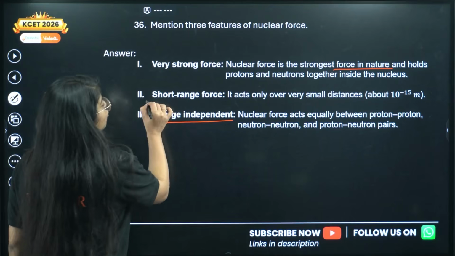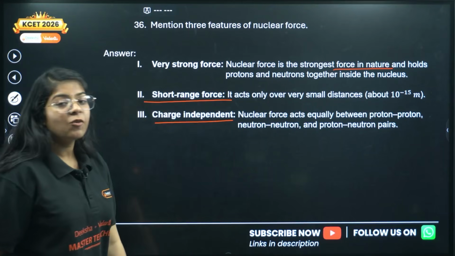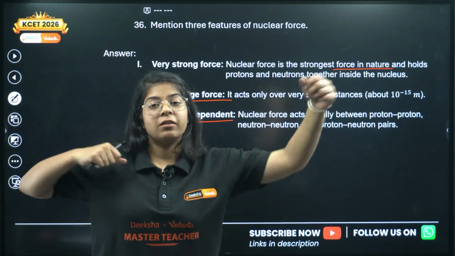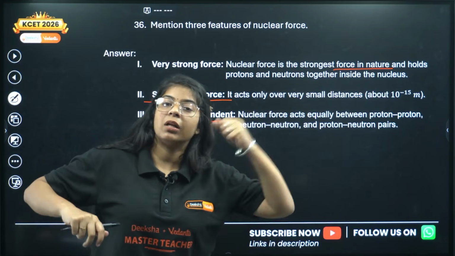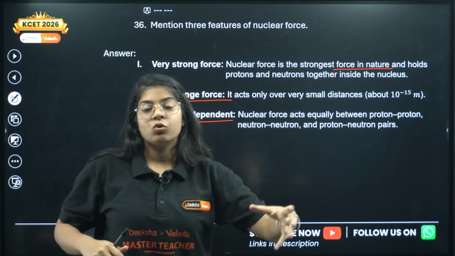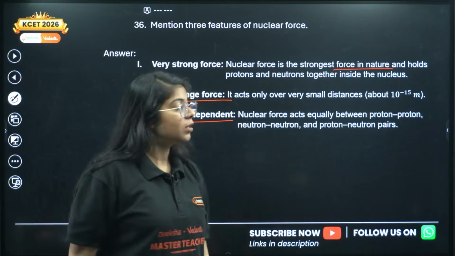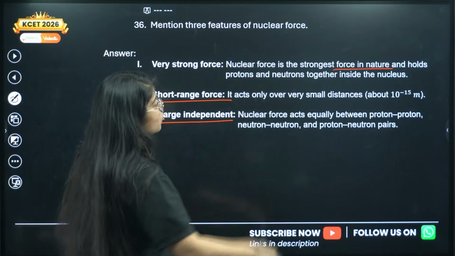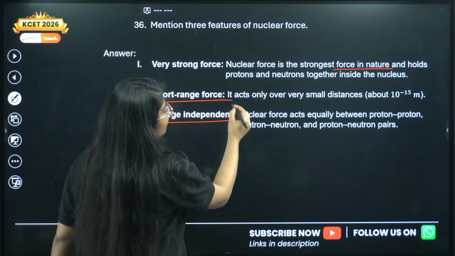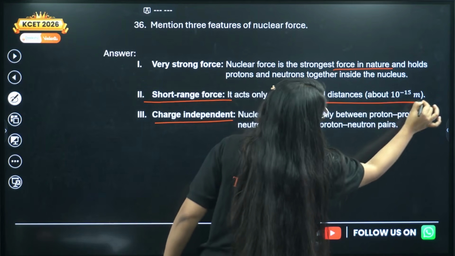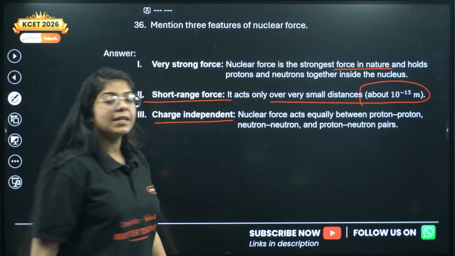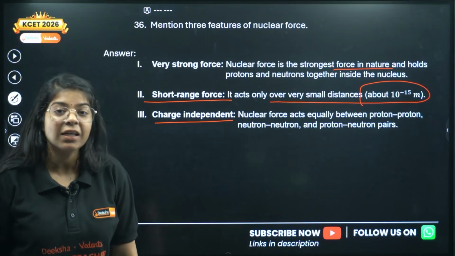Then there are short range forces. They won't act like gravitational force acts between planets. They won't act between planets or even two charges which are separated by a long distance. It acts only over very small distance, about 10 raised to power minus 15 meters.